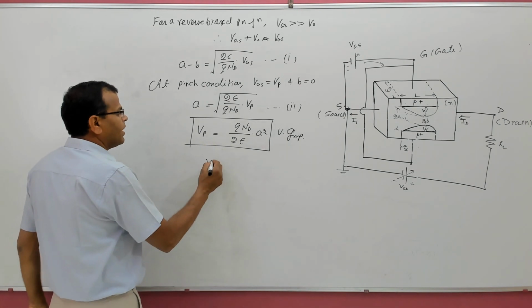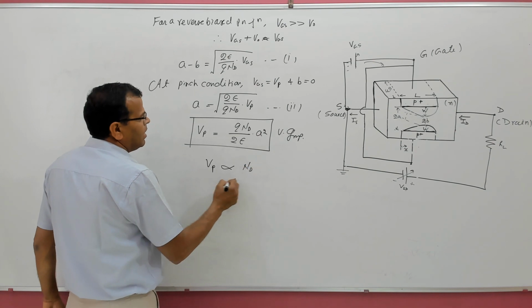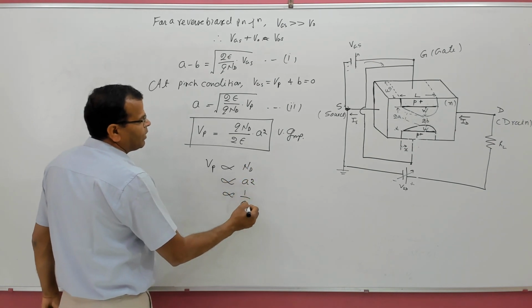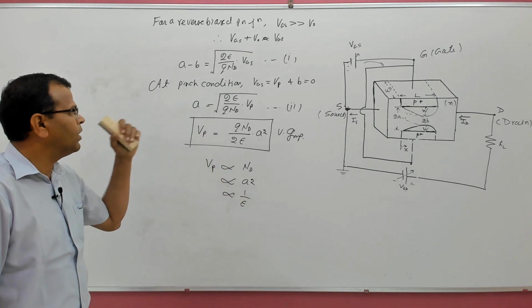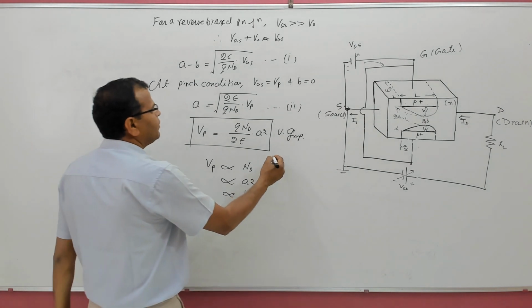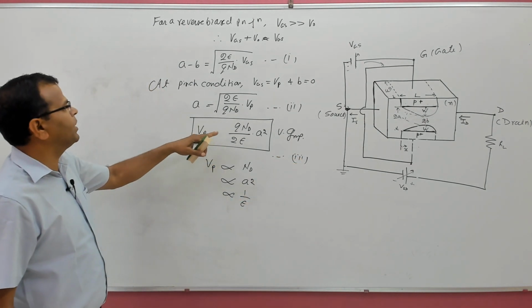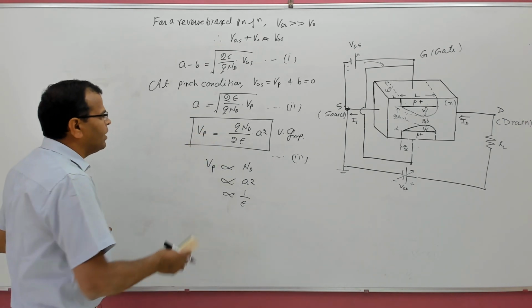And from here what I conclude is VP is directly proportional to ND, directly proportional to A square, and inversely proportional to the permittivity of the semiconductor. This is the relation you have. Say this is equation number 3. Although this is the final expression of the pinch off voltage, I will be talking about a small topic here.